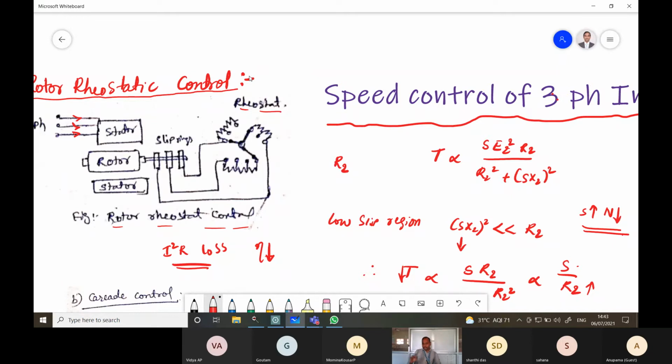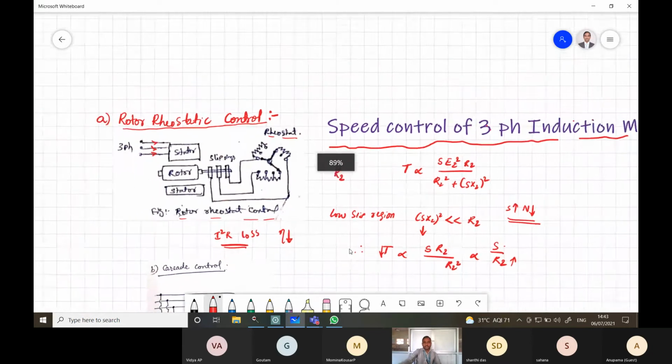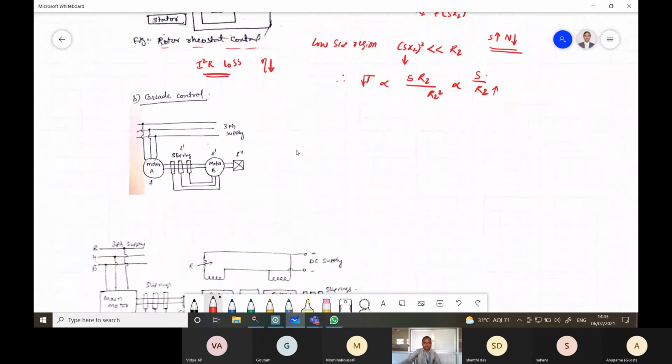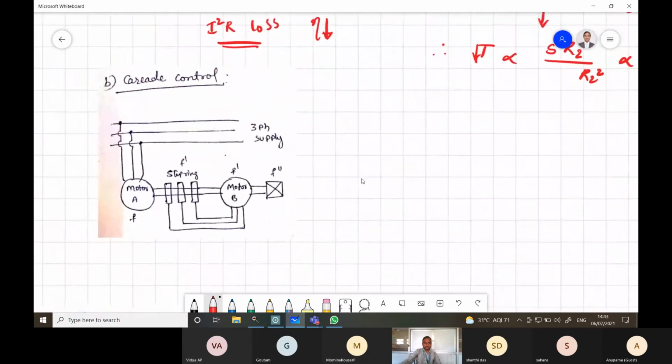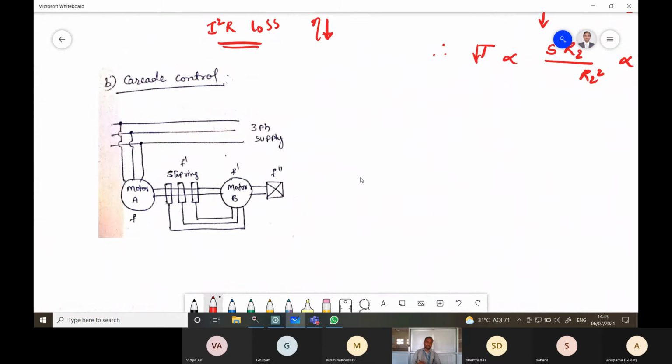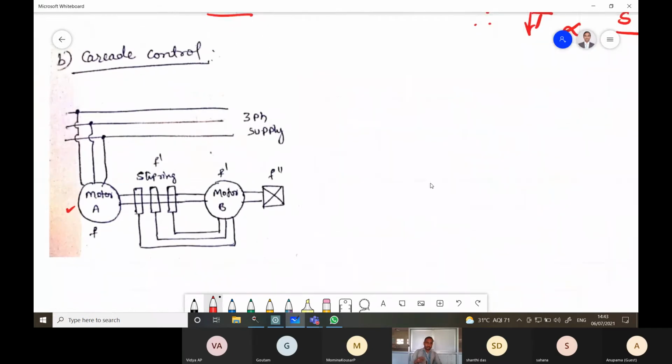The next method is cascade control. So what is cascade control? Look at the diagram. In this method, this is the main motor, called motor A. The three-phase supply is given to the main motor, which is a slip ring rotor. The external connection of the slip ring is connected to the second motor, motor B, and both the motors are coupled on the same shaft.